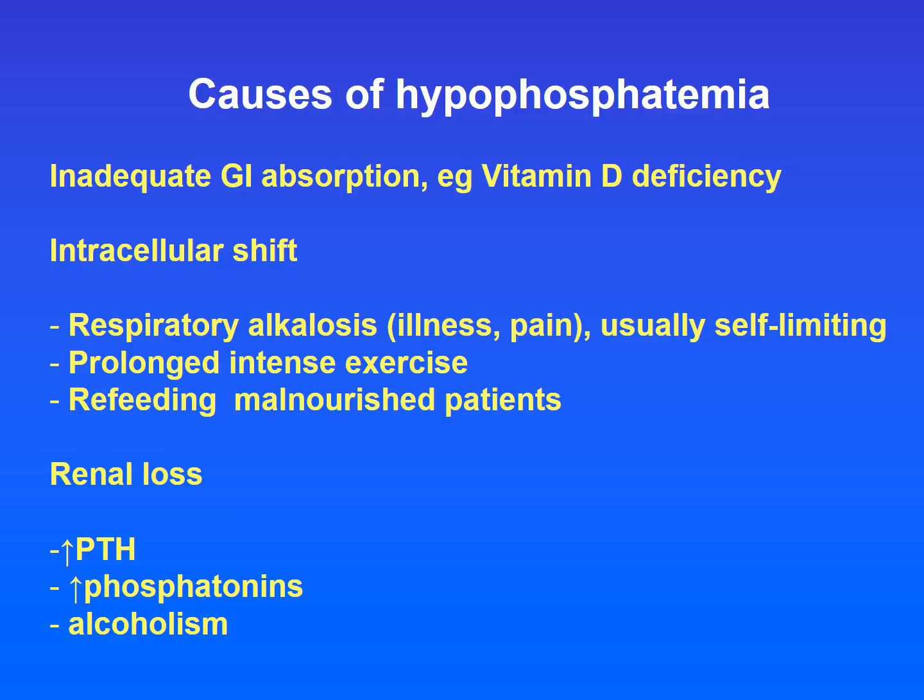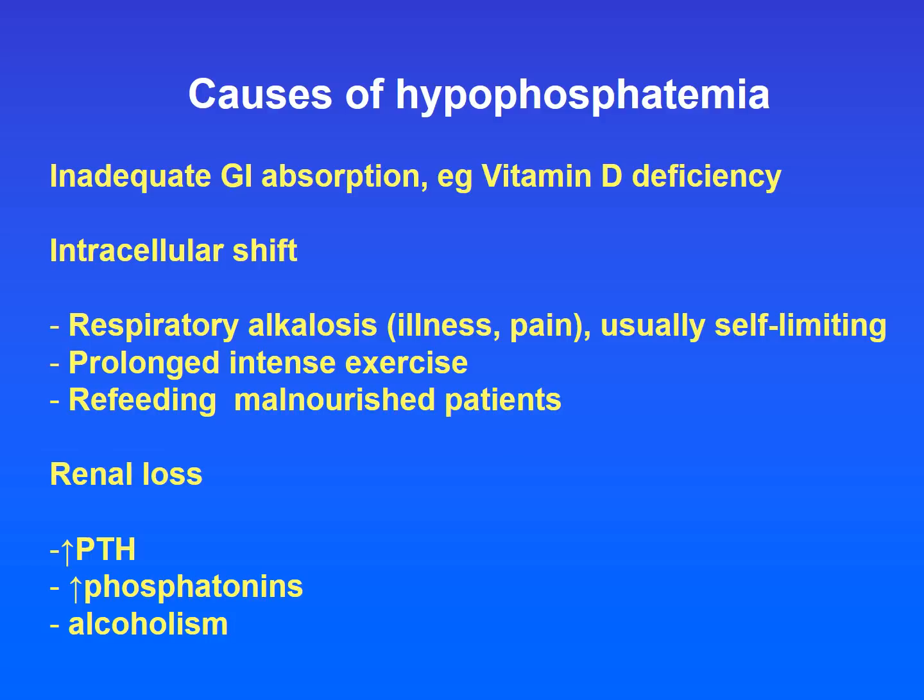The most common cause probably is this intracellular shift phenomenon that we talked about, that's driven by respiratory alkalosis in ill individuals. It's usually self-limiting because the underlying problem is treatable, and restoration of normal pH leads to re-equilibration. It is a phenomenon that can be seen and has been reported in refeeding of malnourished patients, hypophosphatemia.